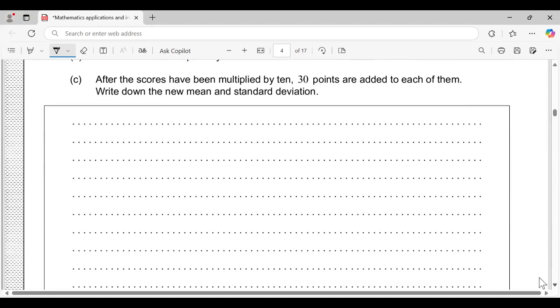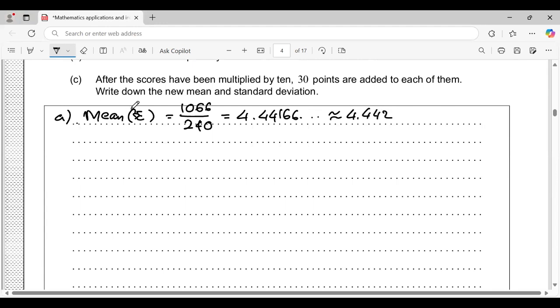We are going to find A. The mean of x equals 1,066 divided by 240, which equals 4.44166. Rounded off, it becomes 4.442.